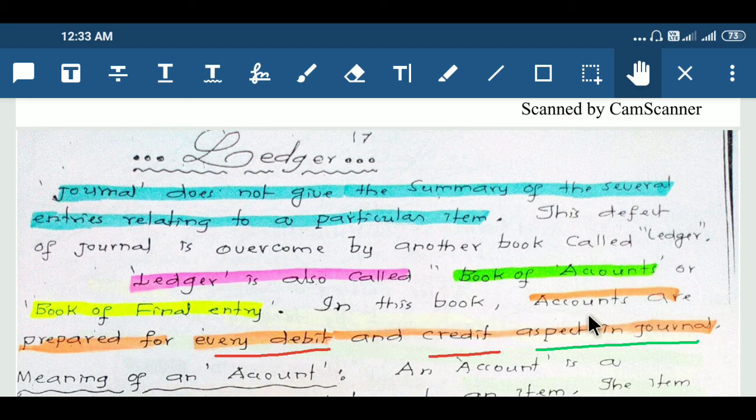In this book, accounts are prepared for every debit and every credit aspect in a journal. So it's simple. Ledger is also called Book of Accounts or Book of Final Entry. In this book, that means ledger, accounts are prepared for every debit and every credit aspect in a journal.